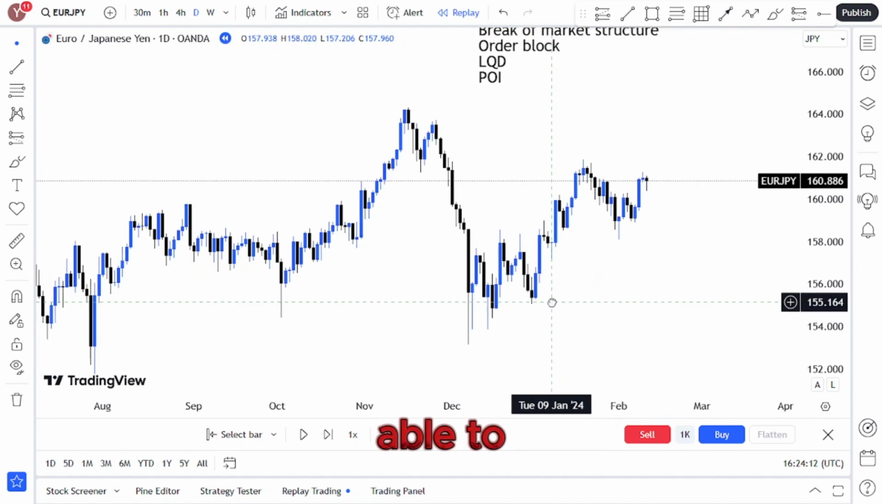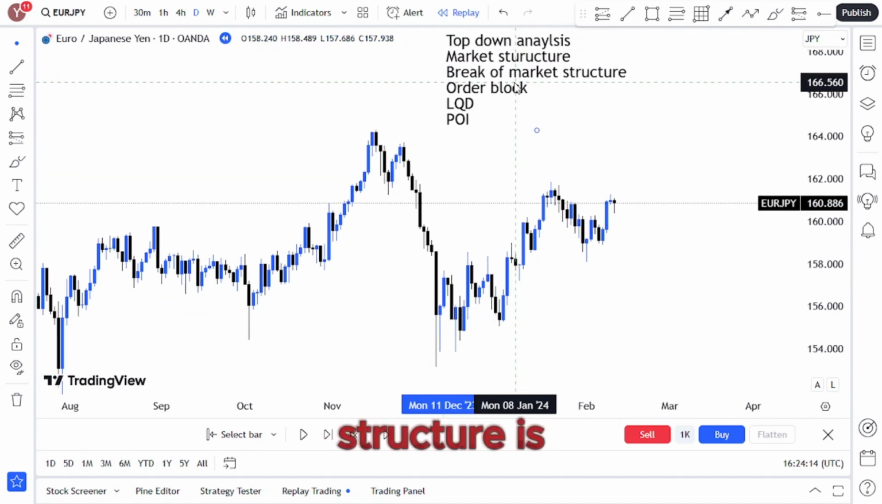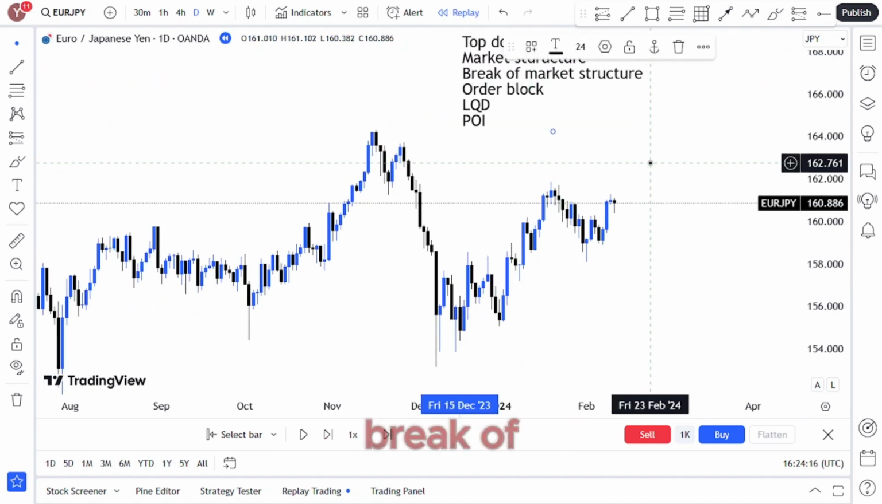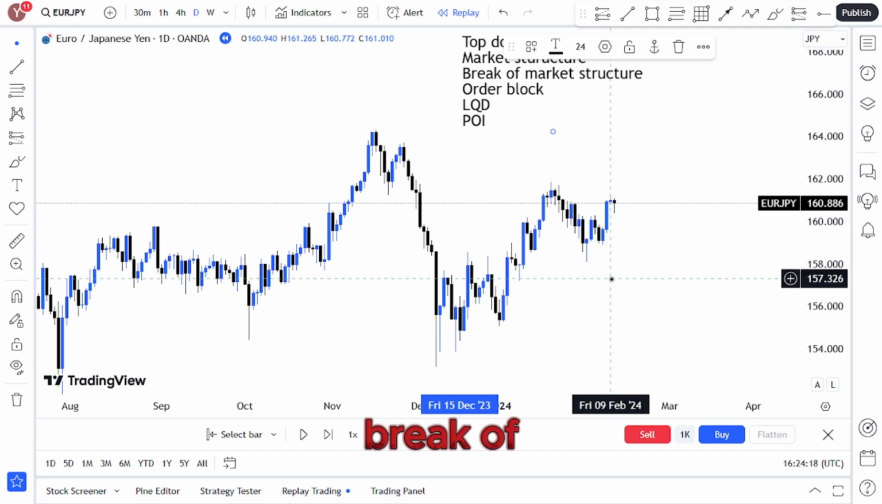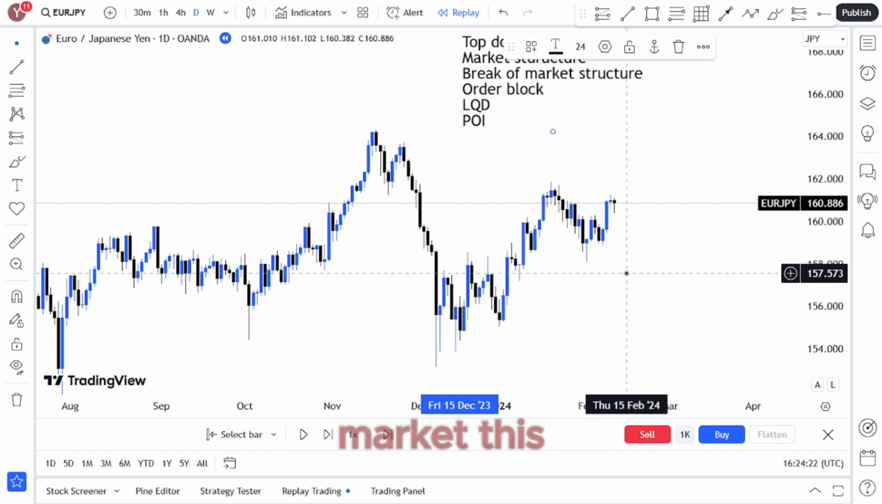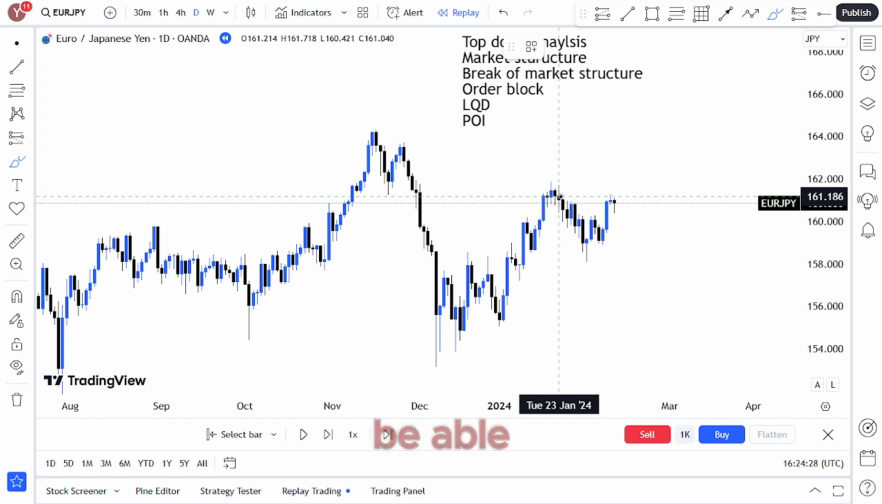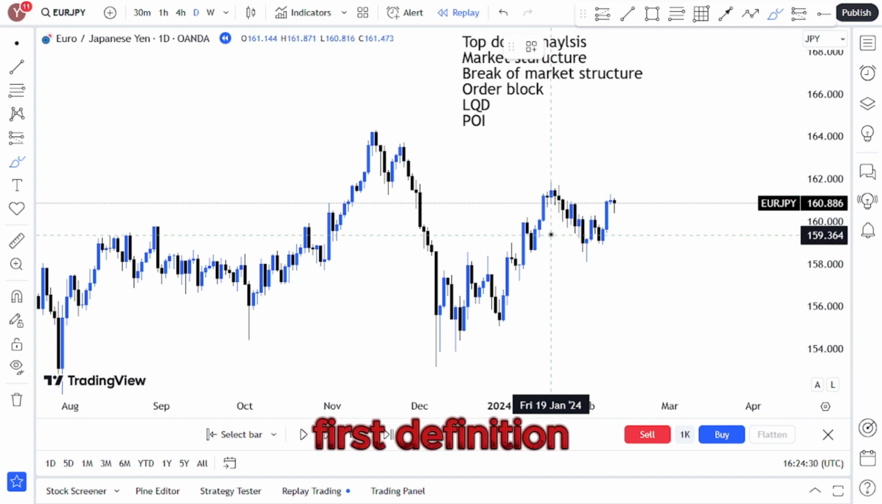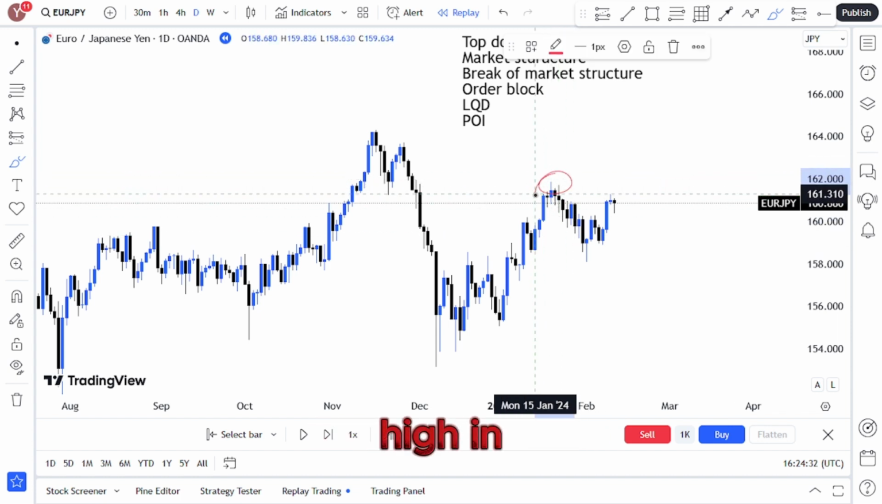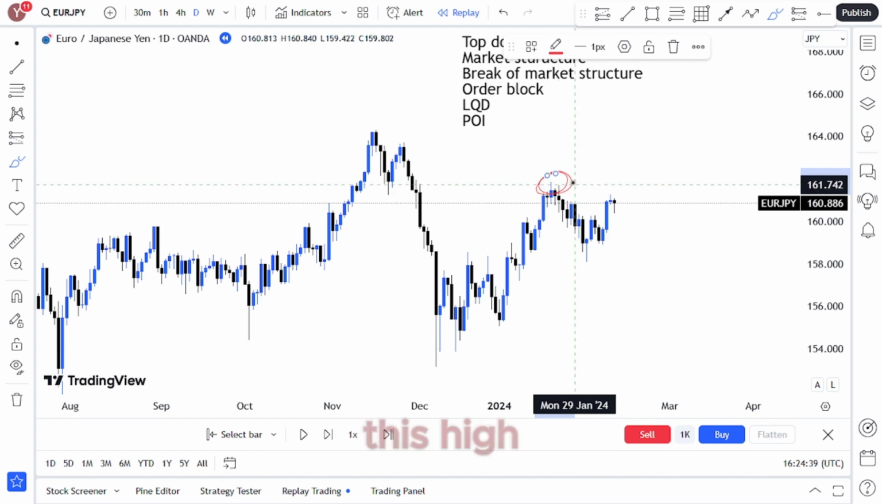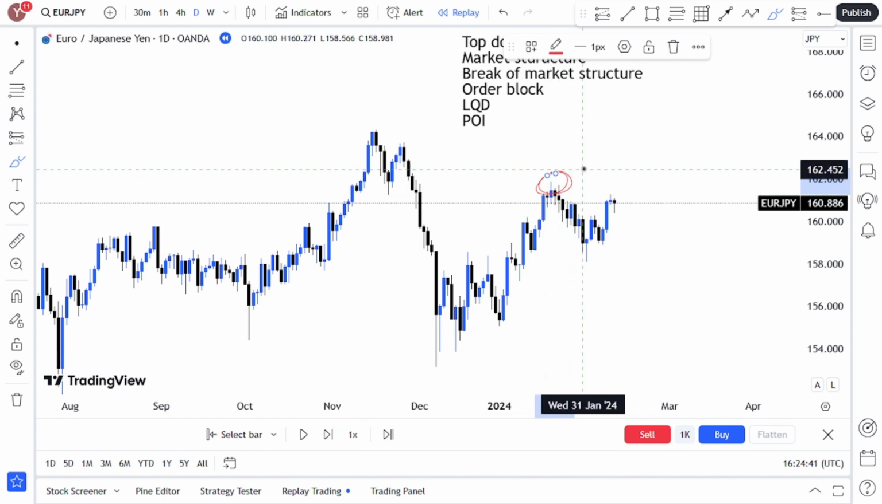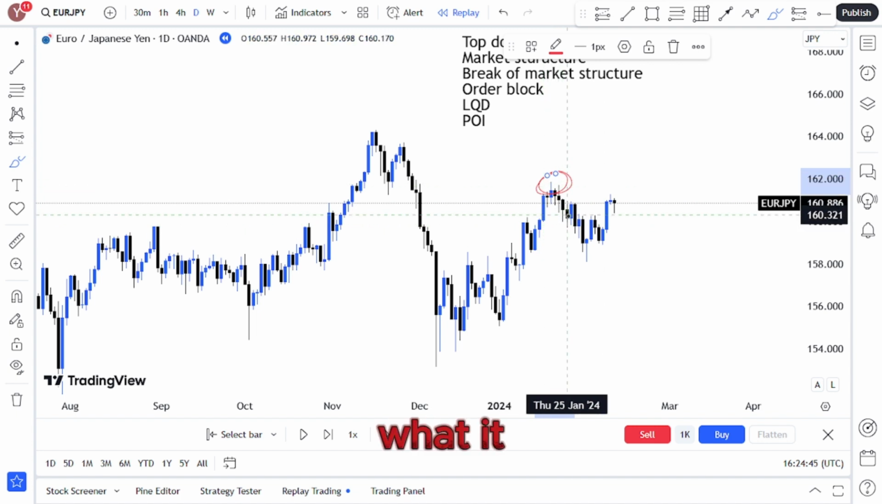So since we'll be able to understand what market structure is, let's go down to break of market structure. Break of market structure is when price takes out the previous highs or lows in the market. This is what I mean. Since we understand from our first definition that this is a high in the market, whenever the market takes out this high, it means that the market has broken structure.